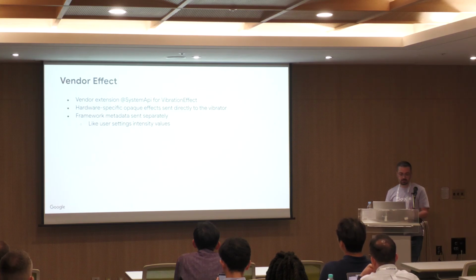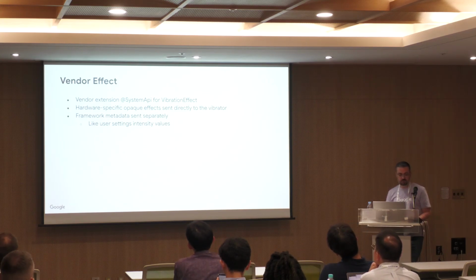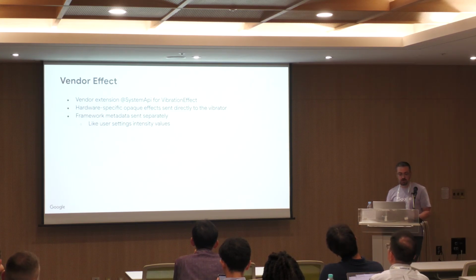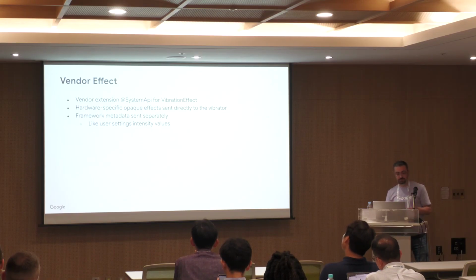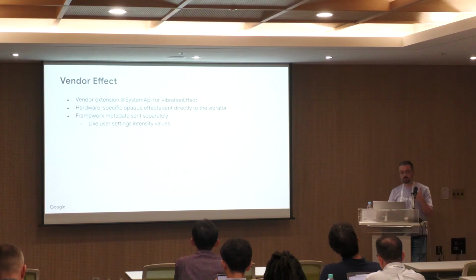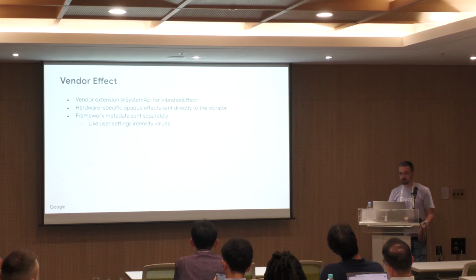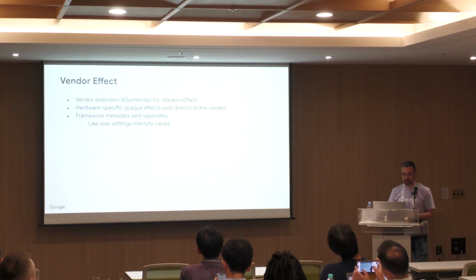As I said, these vendor effects are also system APIs. The hardware-specific opaque effects are sent directly to the vibrator, and then the framework metadata will be sent separately, like the user settings, intensity values, and so on. And also the adaptive haptic scaling, for example. Those will be sent separately.